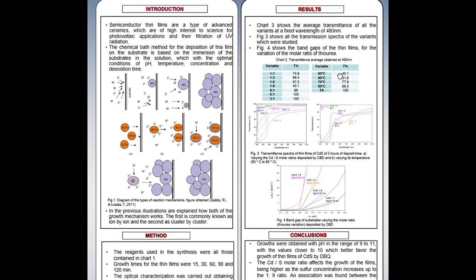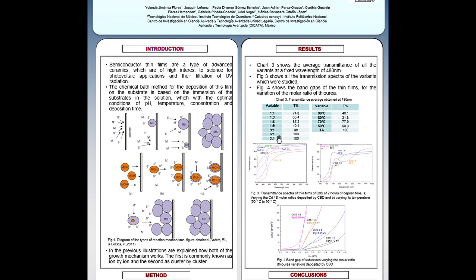Following with the results, we have in chart 3 the average transmittance at 480 nanometers, because it's the point of inflection most noticeable in the transmission spectra.